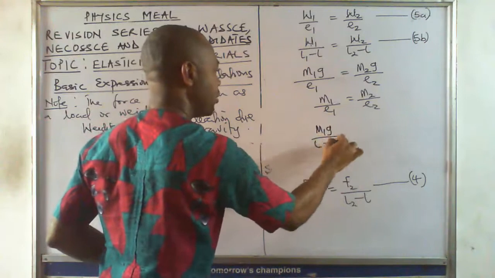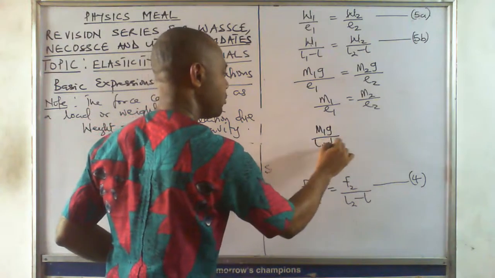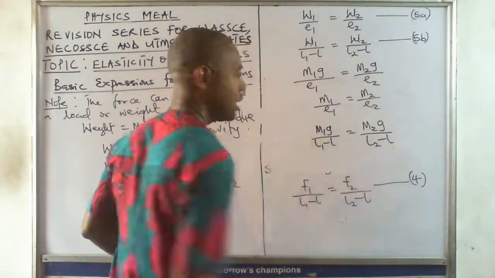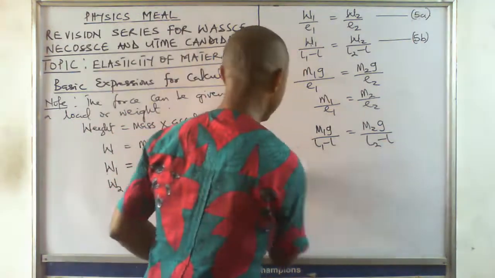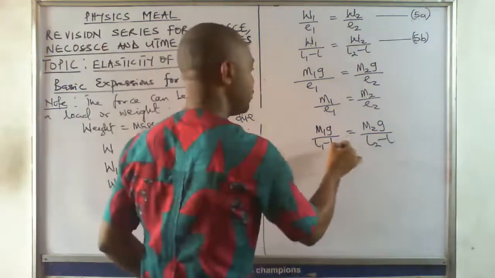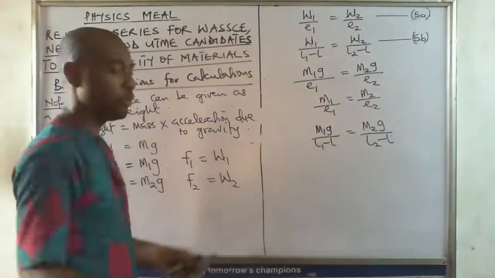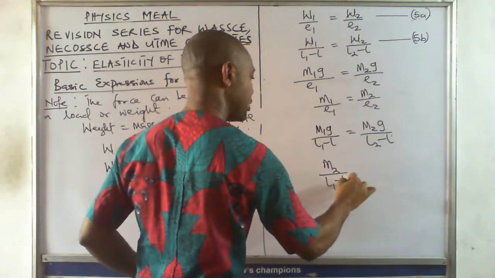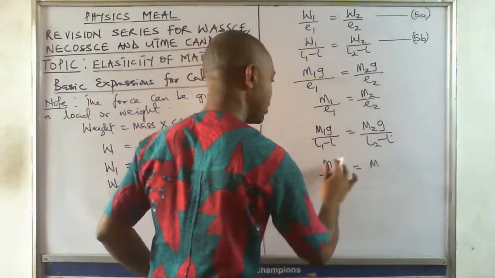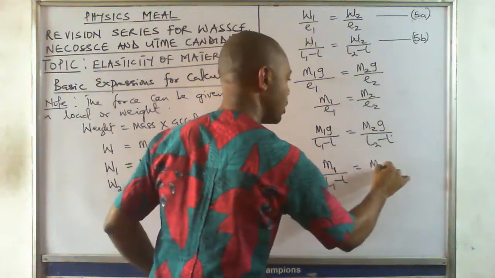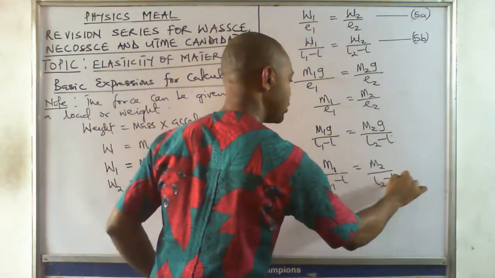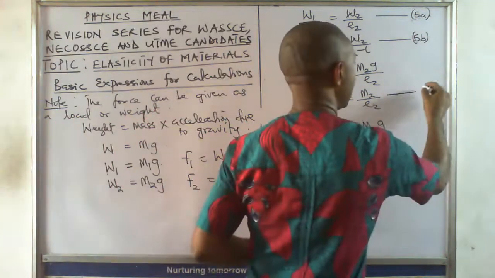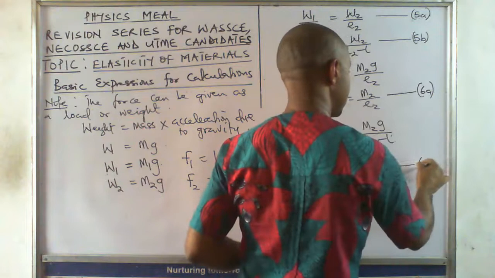And if you do the same for this one now, you still have M1G over L1 minus L equals M2G all upon L2 minus L. And then that means G is common there. If you divide both sides by G, you are mathematical students, I know, you cancel out G, and you'll be left with M1 over L1 minus L equals M2 over L2 minus L. So I can actually give these equations names. This one as equation 6A, and this one as equation 6B.